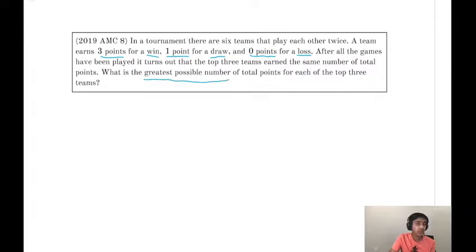Those of you who took the AMC 8 last year might recognize this problem. It was actually considered one of the hardest problems this year on the AMC 8. So now let's explore how to solve it.